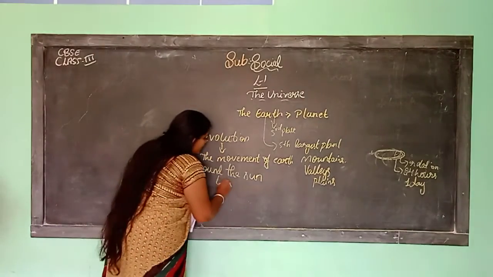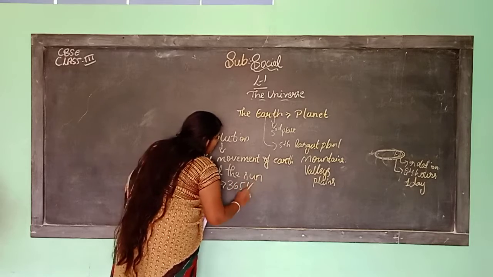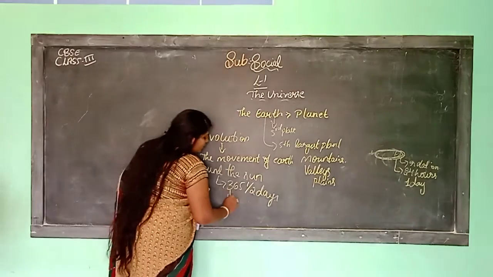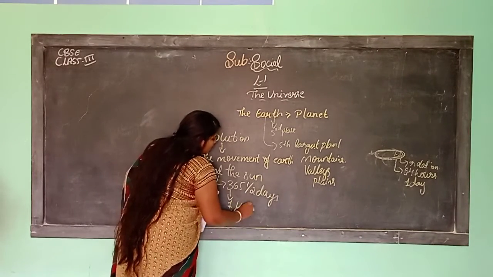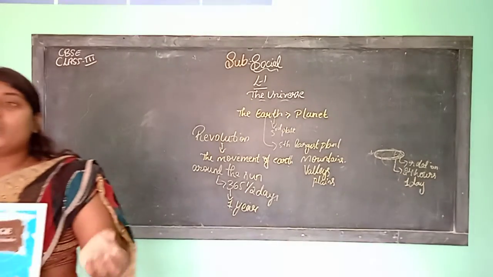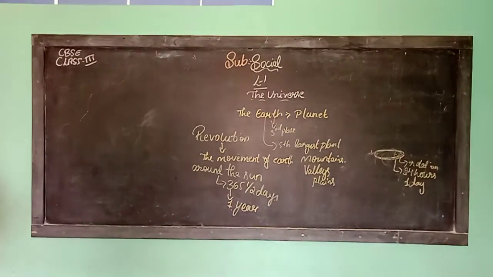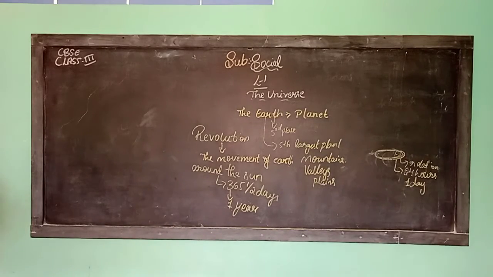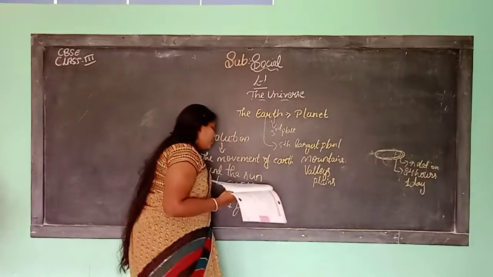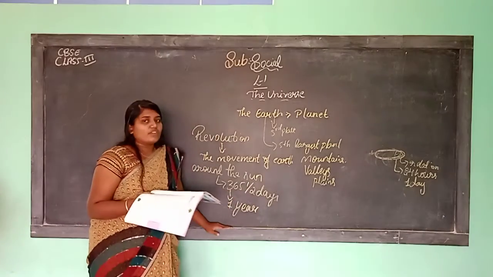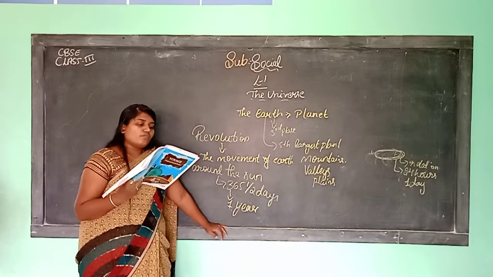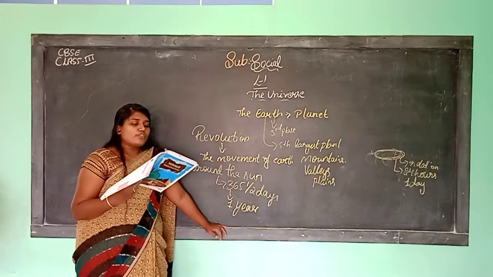For this revolution, it will take 365.5 days. 365 days means 1 year. The movement of the Earth around the Sun is called revolution. For this revolution, how many days does it take? 365.5 days, which equals 1 year. This time period is counted as 1 year.